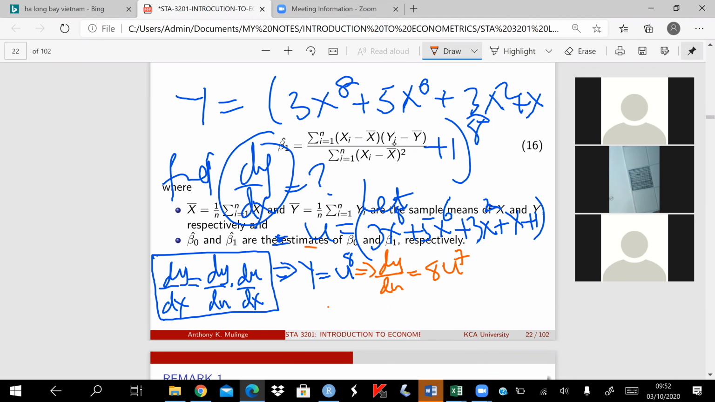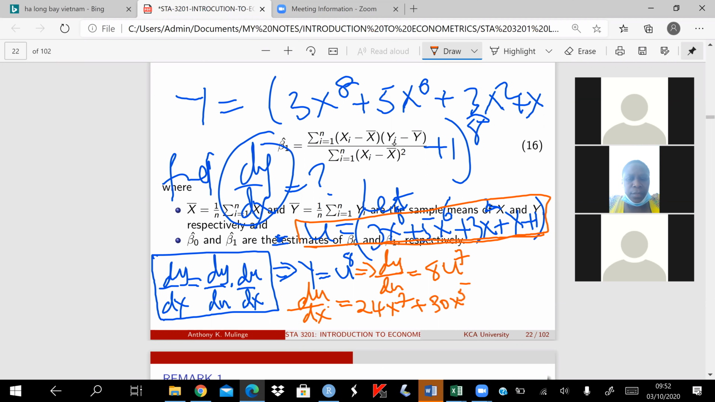Then using this function here, I can get the derivative of u with respect to x. So that will be du dx, which will be equal to, I just differentiate each of the terms. So this will now be 24x power 7 plus 30x power 5 plus 6x power 1 plus a 1 plus a 0.